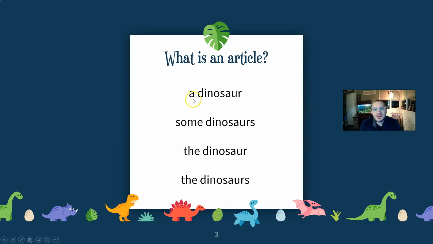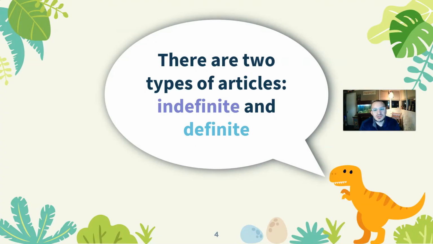So, looking at these 2-word phrases, in each one we have a noun and an article. Which one is the noun? Which one is the article? Well, we know that nouns are people, places, and things. So the article is this other strange word over here. In this case, a dinosaur, some dinosaurs, the dinosaur, the dinosaurs. Now, we can categorize these. We can place them into 2 categories, 2 types of articles. Indefinite articles and definite ones. And I'll show you what I mean.